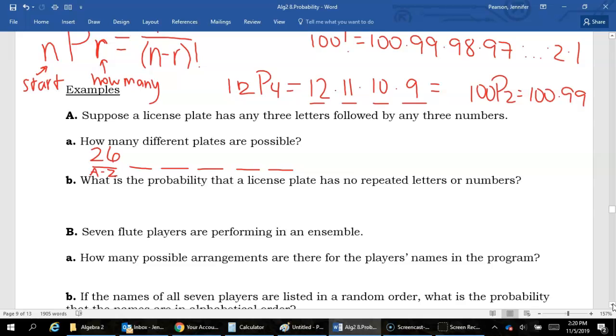Again, pick any letter, A through Z. I'm not asking you to actually pick a letter. I'm asking you how many possibilities there are. Again, there are 26 possibilities. And a third letter would be another 26.